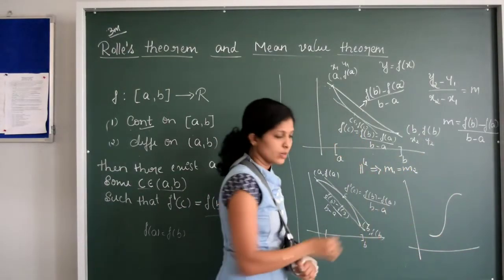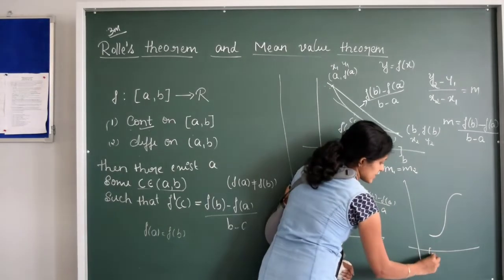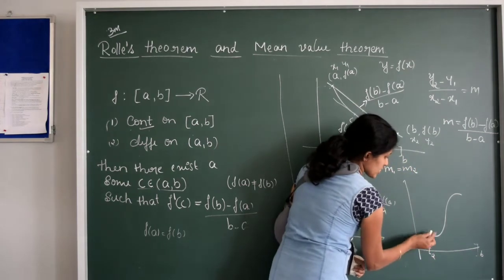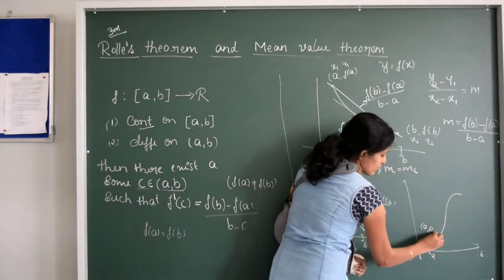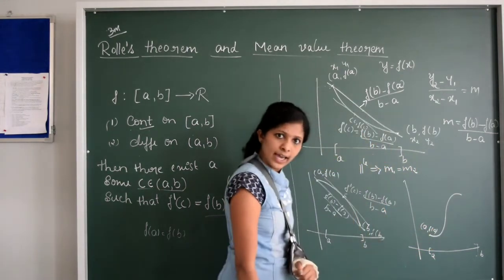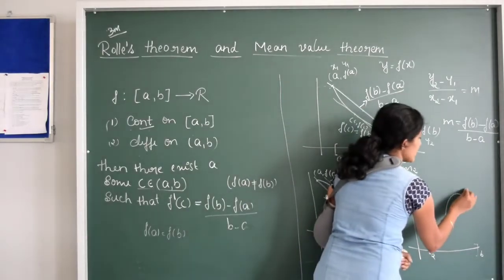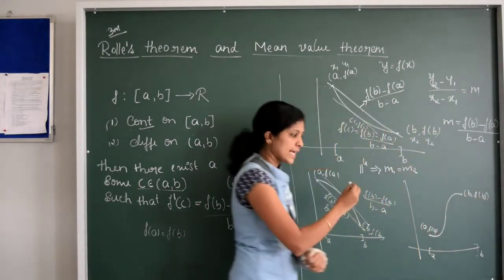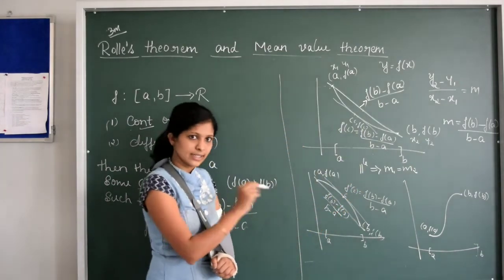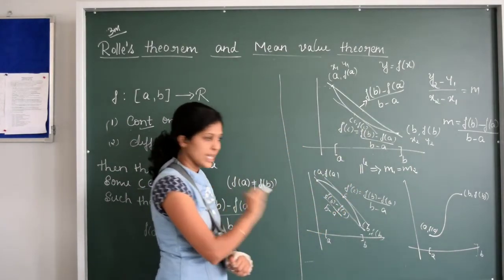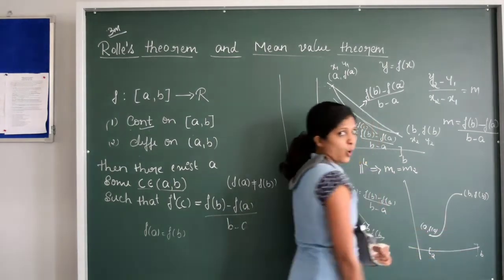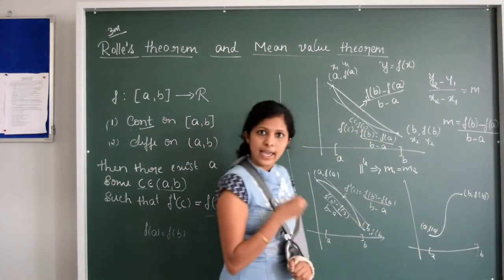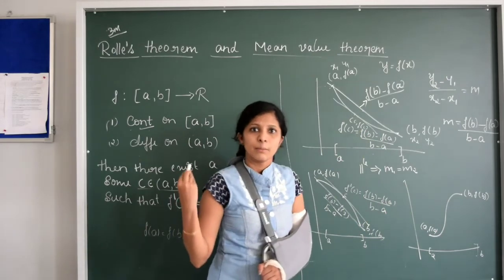See, now this is a graph. Now you consider this one as a and this one as b, a closed interval. So the coordinate is a comma f of a, and this will be b comma f of b. First we have to verify that the function is continuous on the closed interval a comma b. It is differentiable on the open interval a comma b. Obviously f of a is not equal to f of b. So we can verify with the mean value theorem.